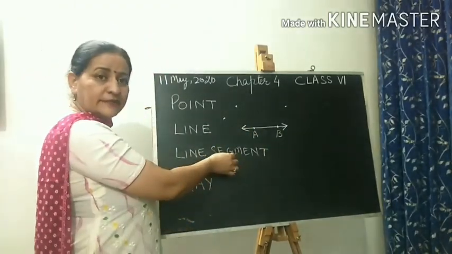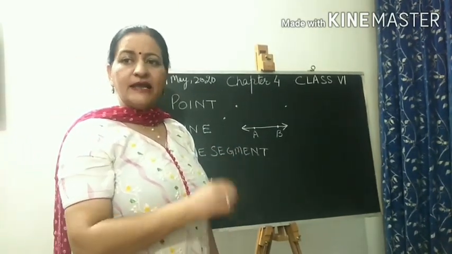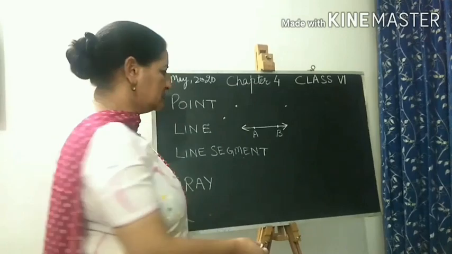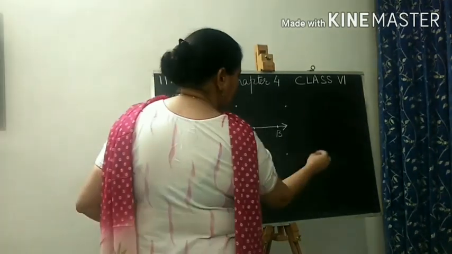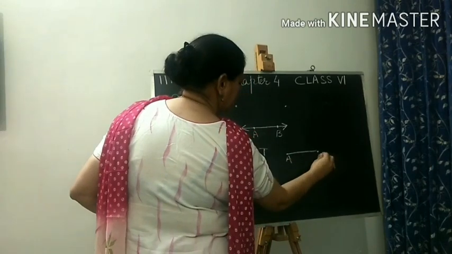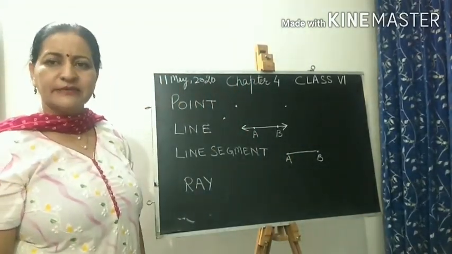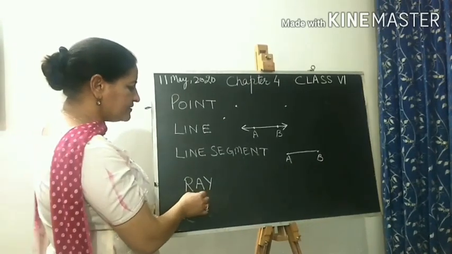Next is line segment. A line segment is a straight line that has a beginning and an end. It has a starting and an end point. Like from this A to B, we have a starting and end point. This is a line segment.